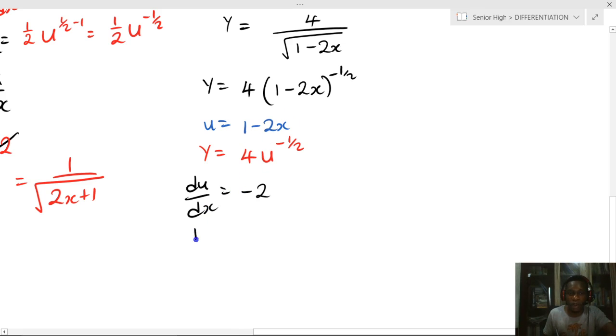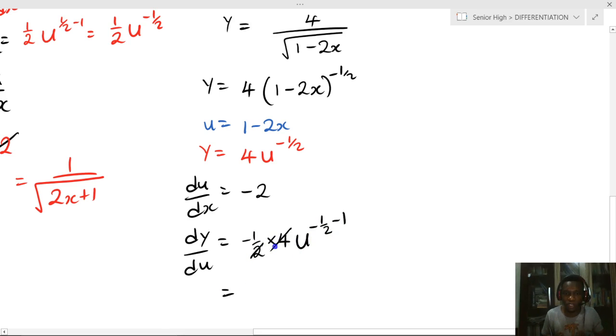Then for my dy du, this is where we'll do a little bit more work. The minus 1 over 2 comes over to the front, multiplying 4u raised to the power of minus 1 over 2 minus 1, according to our formula. So 2 can cancel out 4 here, and we have minus 2 remaining, u raised to the power of minus 1 over 2 minus 1, which gives us minus 3 over 2.